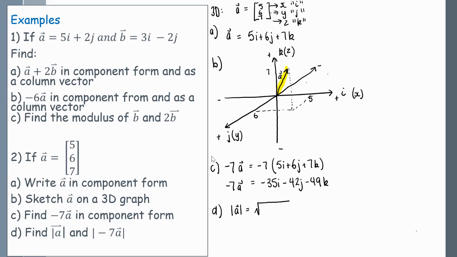Now we're going to find the length of a and the length of -7a. All we do is the same thing. We square and sum all of the components and take the square root. So we'll have the square root of 5 squared plus 6 squared plus 7 squared. That will be the square root of 25 plus 36 plus 49, and we'll end up with the square root of 110 units.